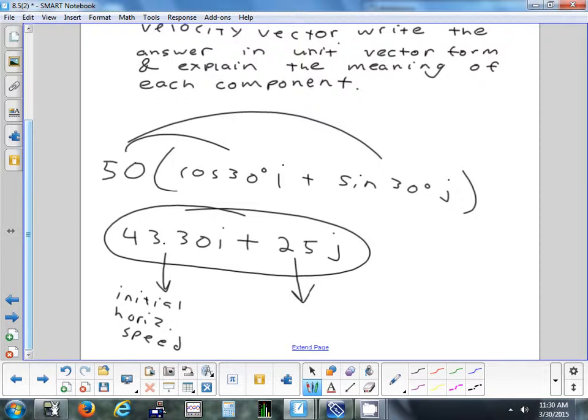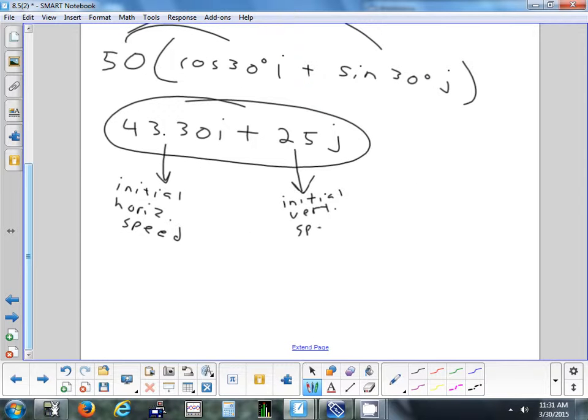Think back to that idea: if I throw something to you, the object I'm throwing at you is moving in two directions. It has a vertical speed, this is the initial vertical speed. What happens to the vertical speed the second this object leaves my hand in the presence of gravity?